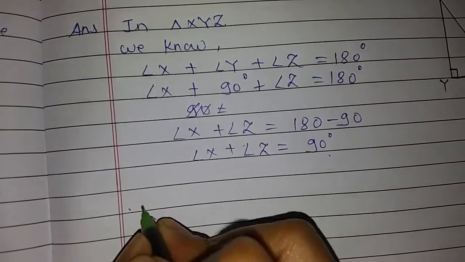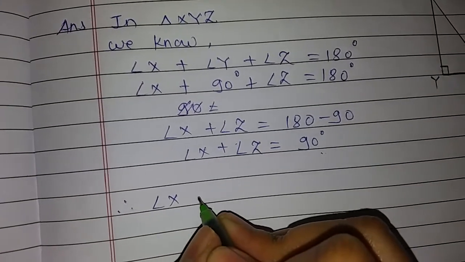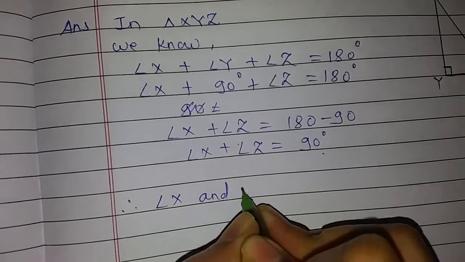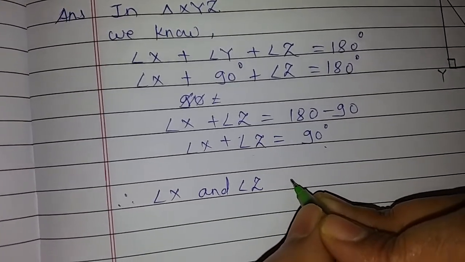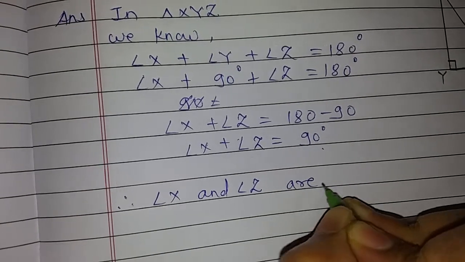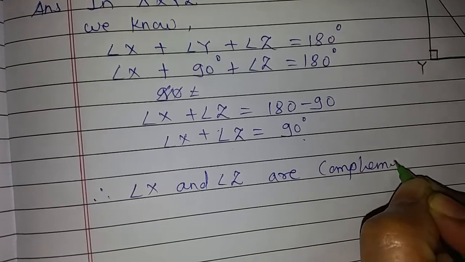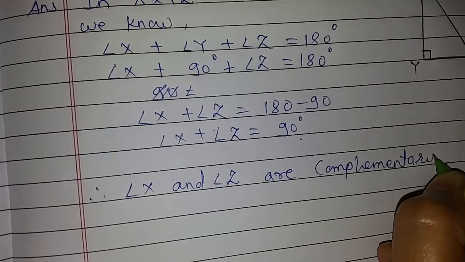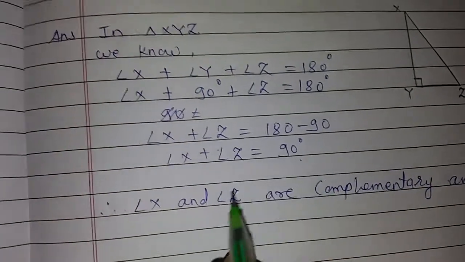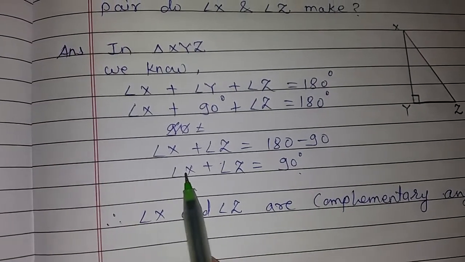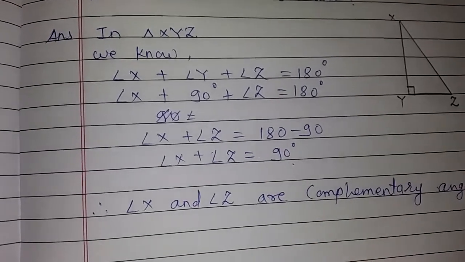Means therefore angle X and angle Z are complementary angles. Why complementary angles? Because the addition of the two angles is 90 degree. That's why these are complementary angles.